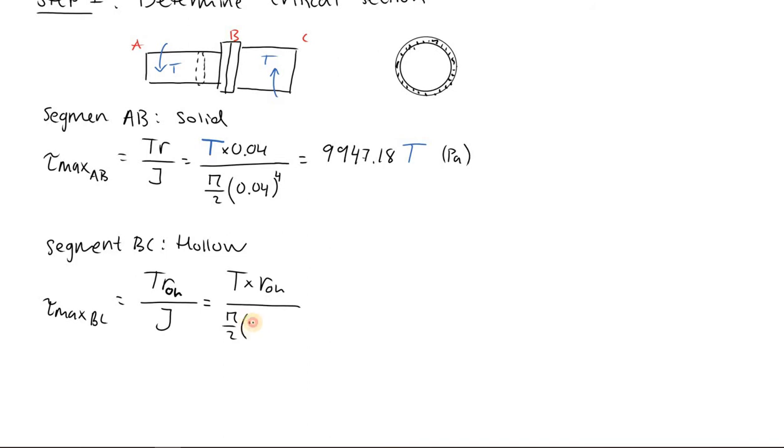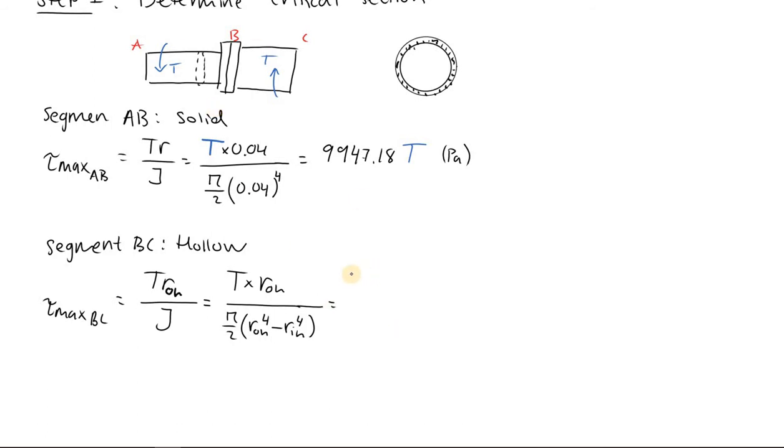And then we have our outer radius of the hollow section to the power of 4 minus our inner radius of the hollow section to the power of 4. That's how we would calculate that. So again, we put in the values.